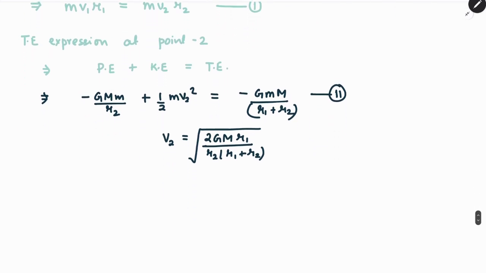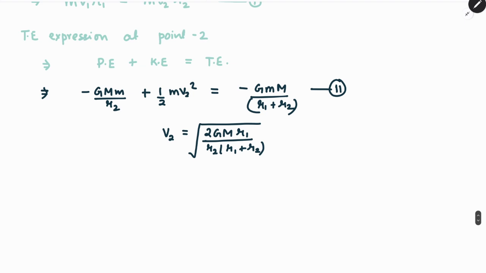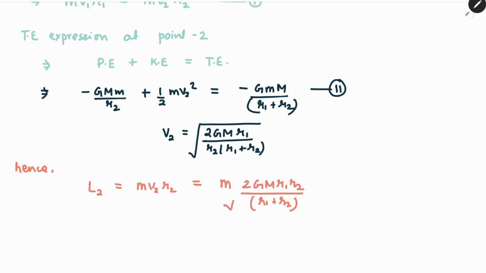Now, if we write the angular momentum at point 2, it can be written as m v2 r2. Over here, if we put in the value of v2, we end up getting m times the square root of 2GM r1 r2 upon (r1 plus r2). So we get an expression like this, and this is the final answer for this problem, that is problem number 1.207.